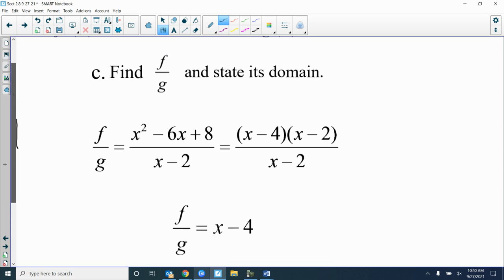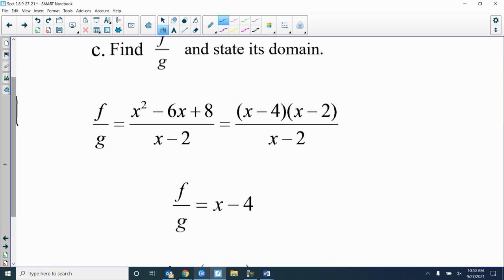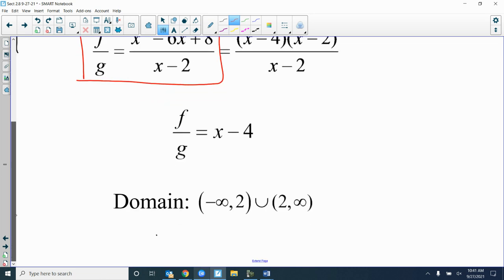But you got to watch what we started with. What's its domain? The domain of x minus 4 is all real numbers. That will not be our domain here because we got to go back to the original. What can't x equal right here? X can't equal 2. So we still have to throw that out. So our domain is negative infinity to 2, union 2 to infinity.